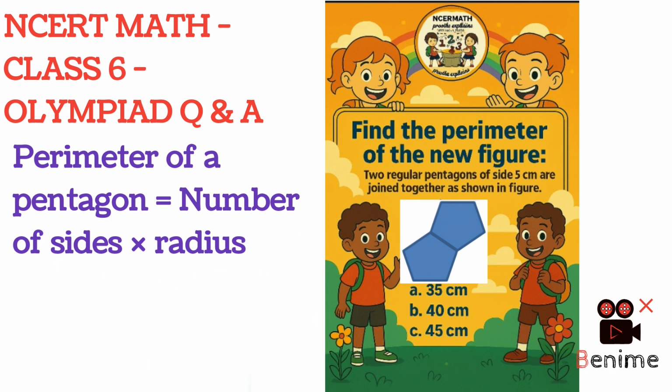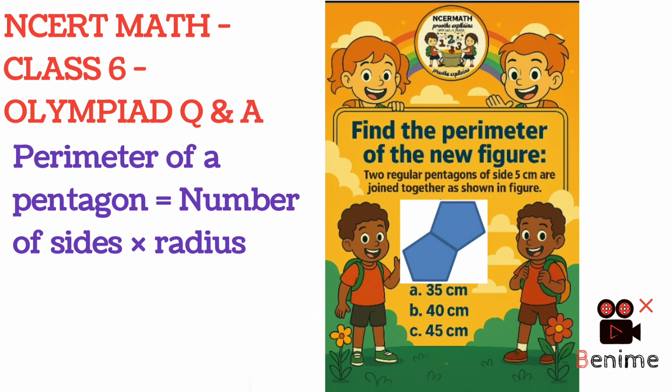To find the perimeter of a pentagon, we have a formula: number of sides into the length of a side. If all the sides of the pentagon are equal, we can say that this is the perimeter of the pentagon. That means 5 into 5, the length of a side, is nothing but 25, which is the perimeter of a pentagon.